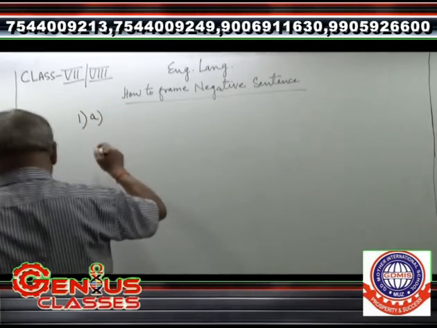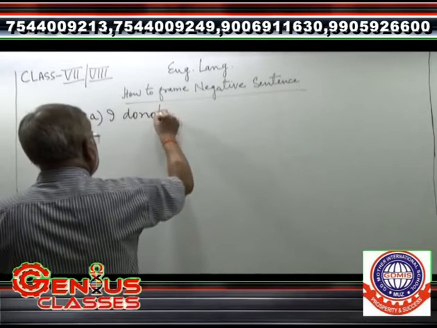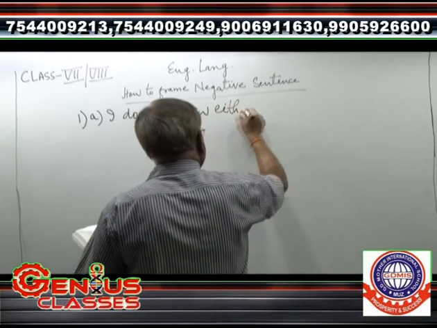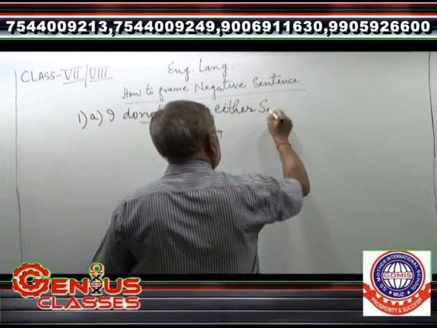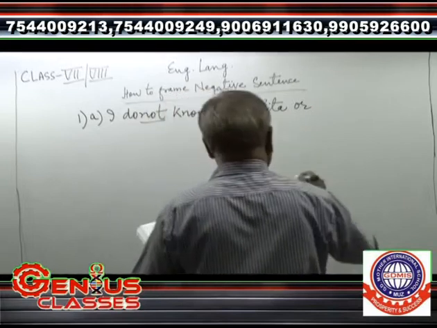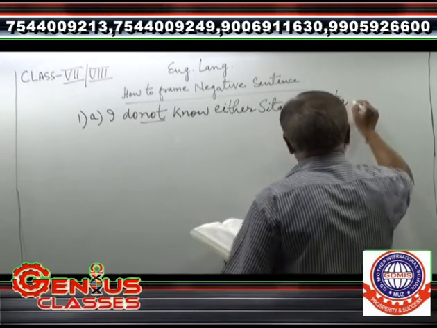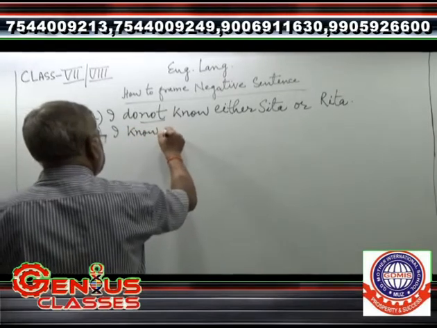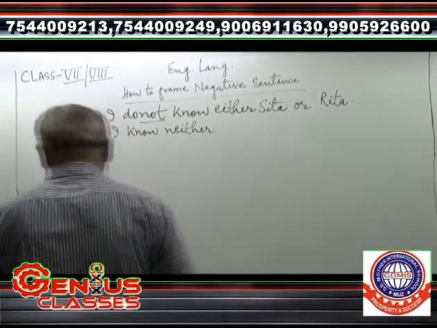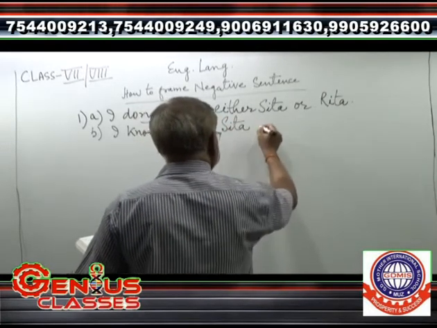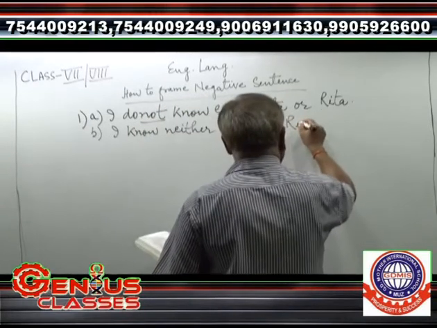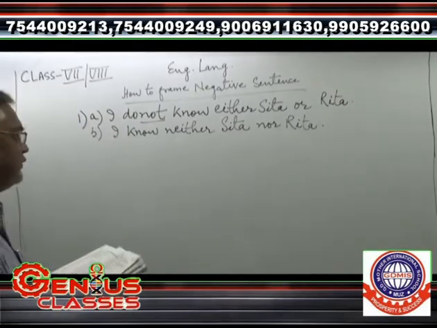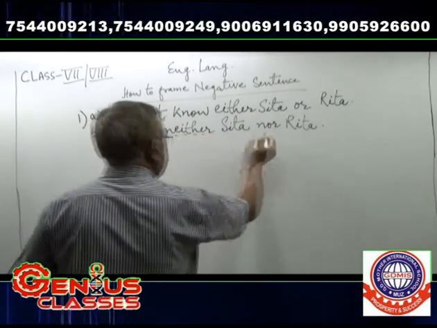Number one, A: I do not know either Sita or Rita. And B: I know neither Sita nor Rita. The negative sentence can also be written in two ways, followed by the words neither and nor.